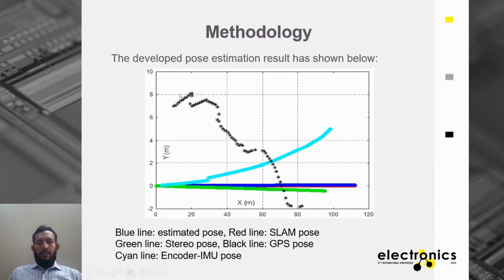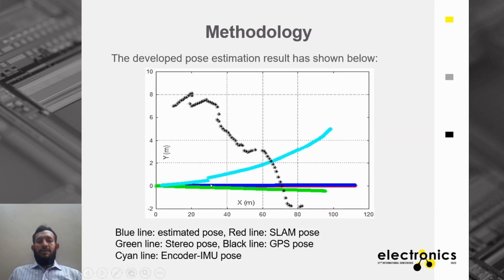You can see that the GPS values have huge errors because of the presence of some trees and obstruction, so we are not receiving the correct values. This color is indicating the odometric values, and you can see that as the journey goes on, these errors increase.